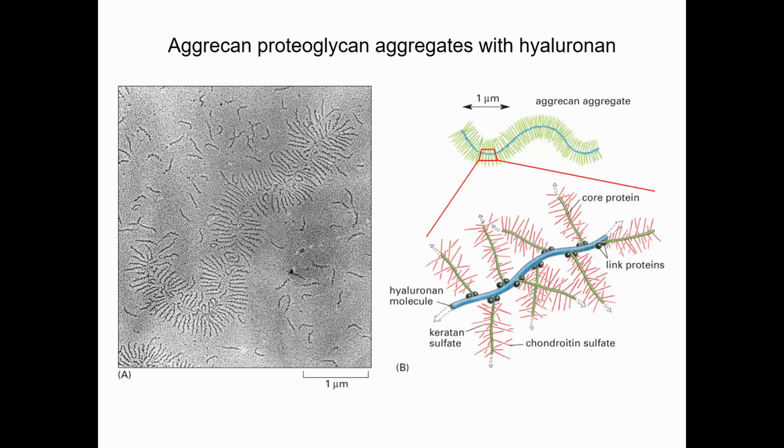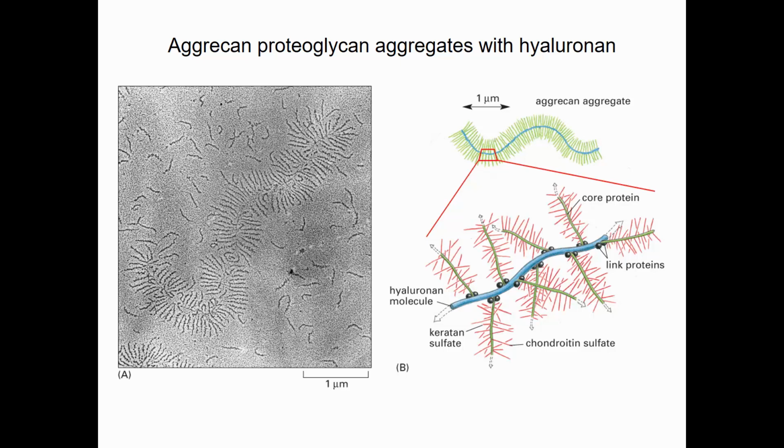So what does it mean that they're aggregated? We're looking at this electron micrograph, and we see these little chains here, and these are all proteoglycans. They've kind of come off the aggregate. And then you have this long filament here with a lot of chains stuck to it. So what that really is, the central blue thing, is hyaluronan. It's just a very long glycosaminoglycan chain. And then the green is the protein of the proteoglycan. The proteoglycan is called aggrecan, and the red sticks coming off it are the glycosaminoglycan chains.